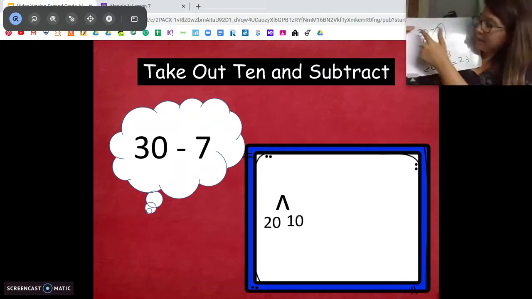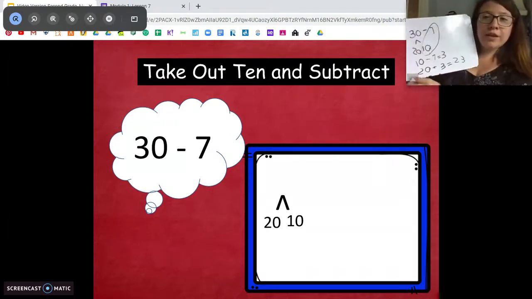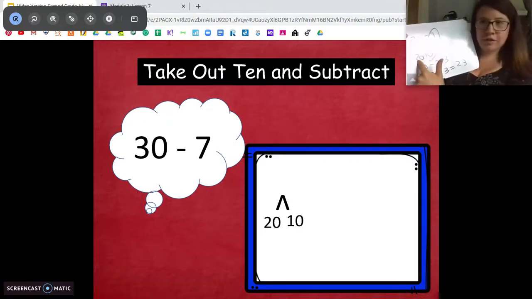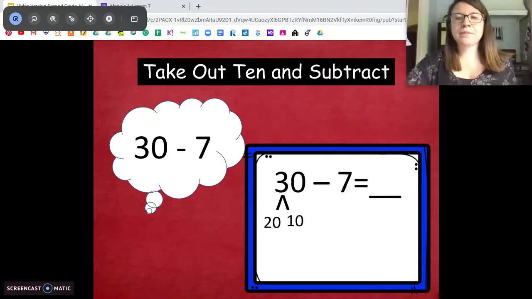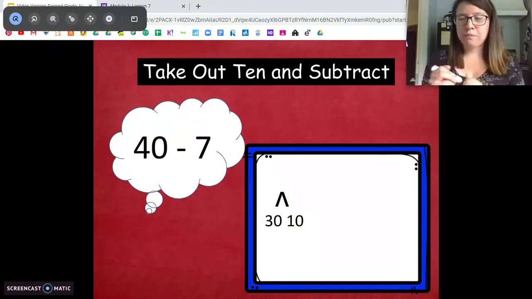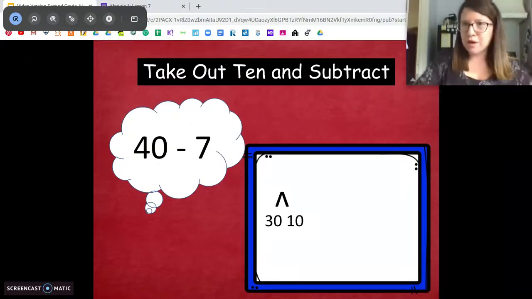So remember, first step, take out 10 from your big number. Do your easy 10 subtraction fact. And then you add your answer into your extra number. Okay? So next one, try it on your own. Pause the video. Try it on your own. Unpause when you're ready.